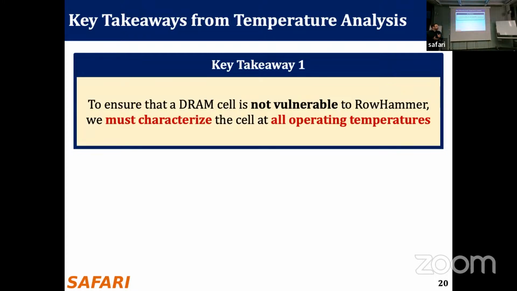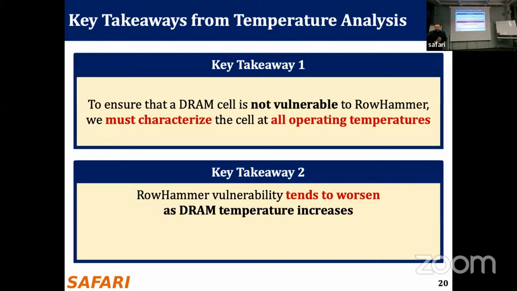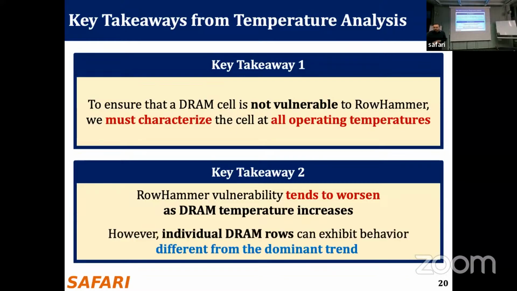The first takeaway is that to ensure a DRAM cell is not vulnerable to RowHammer, we must characterize the cell at all operating temperatures. The second is that RowHammer vulnerability, or DRAM read disturbance in general, tends to worsen as DRAM temperature increases. But some individual DRAM rows and even some chips exhibit the opposite behavior.